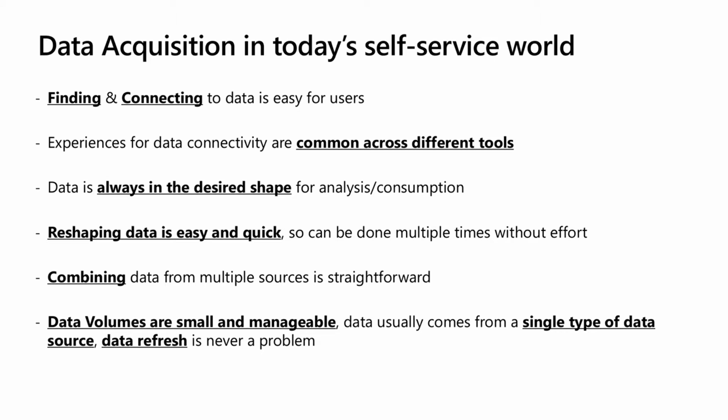Regardless of the data source that they're trying to connect to, data is always in the shape that they need for their specific analytic or consumption scenarios. Reshaping data, in the case that it has to be done, which is very rare, is fast, quick, easy. There's no performance issue. There's no issues with data volumes. Joining data across data sources is also straightforward. Data always changes at the same pace, regardless of the data source, so it's very easy to reconcile data, right?